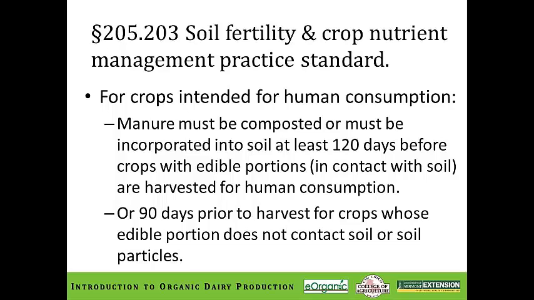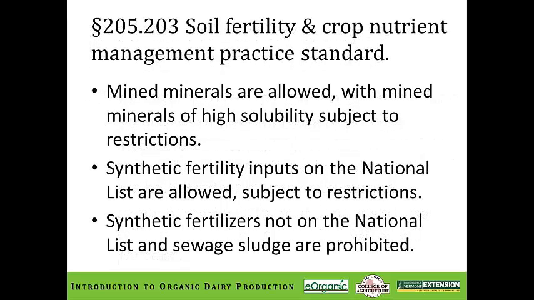This section will be less important to livestock producers, but if a farm is growing crops which are intended for human consumption, there are some additional restrictions on the use of manure and a specific definition for compost if it is being used on crops for human consumption. 205-203 also specifies that mined materials are allowed as soil amendments. There are some additional restrictions for some mined natural materials of high solubility, and those are detailed either in 203 or in the national list.